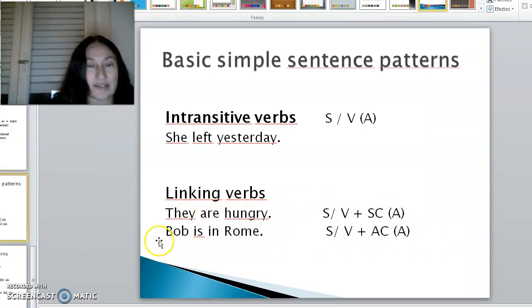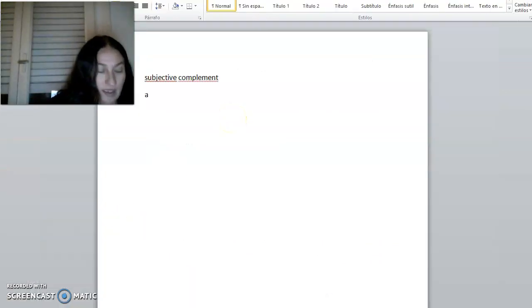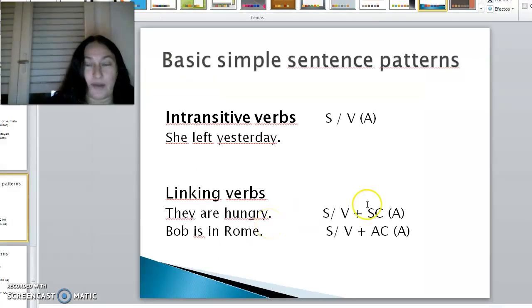There is another possibility. You have another example. Bob is in Rome. In this case, you have, again, a subject and a linking verb. But this time you have an adverbial complement. That is, it is also an obligatory element, but you probably see that Bob and in Rome are not so closely related. Adverbial complements refer basically to location in time or place. All right, let's move on.